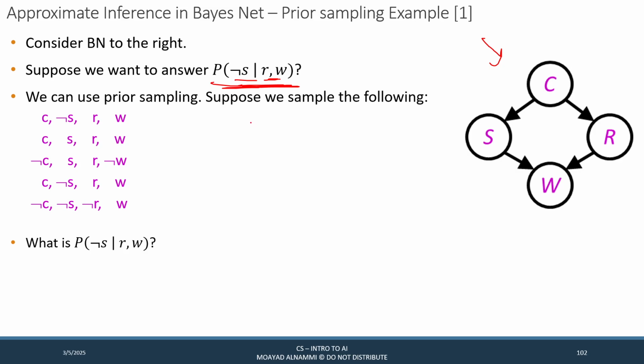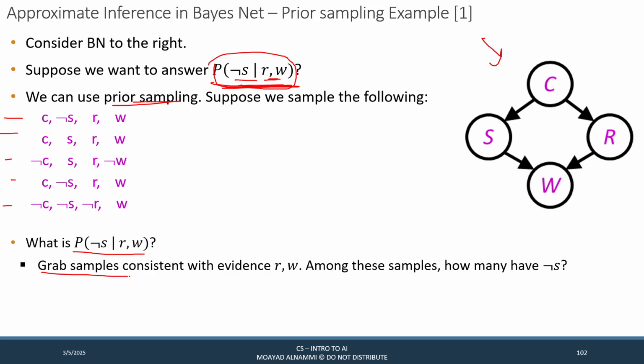In order to answer this query using the prior sampling algorithm, I'm going to sample samples from the network. Let's say I have enough time to sample these samples that you see here: 1, 2, 3, 4, and 5. Right? I sampled these 5 samples. Now I can answer this query using approximation. How am I going to do it? What is the probability of not S given R and W? Very simply, I grab the samples that are consistent with the evidence. This sample has R and W here. We also have this sample.